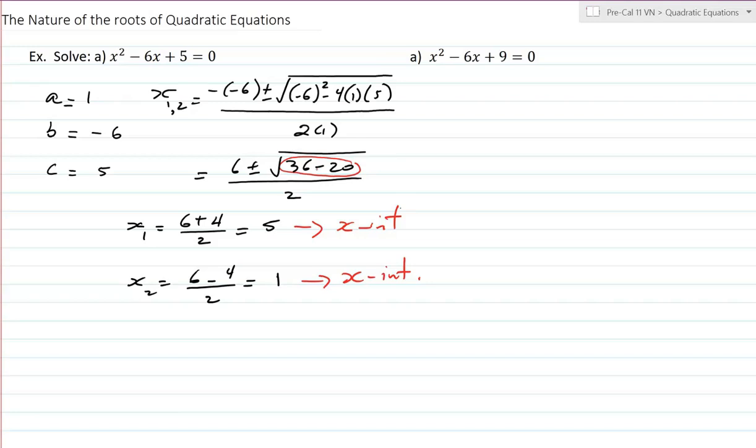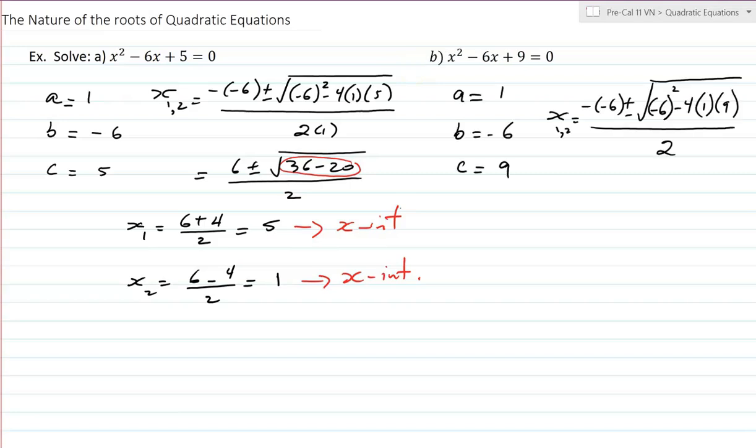Okay, let's go to the second example. That should say example B, and then we'll see what happens. So we have the list of A, B, and C for the second example, example B, and plug the numbers into the quadratic formula. That's what you will get, and basically what you will end up getting is 6 plus or minus the square root of 36 minus 36, all over 2. In this case, you get 6 plus or minus 0. The square root of 0 is 0, divided by 2.